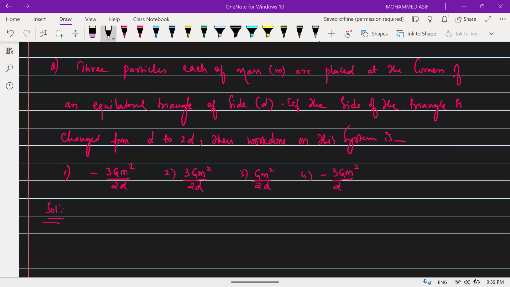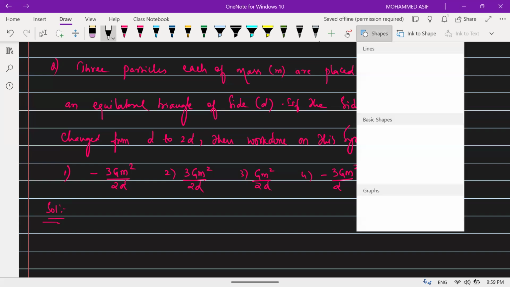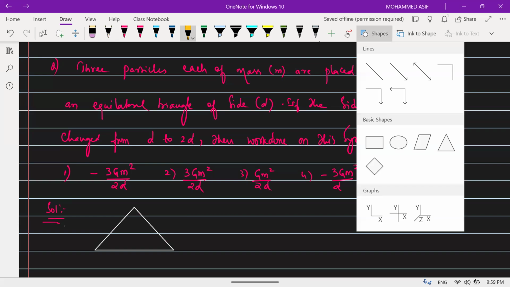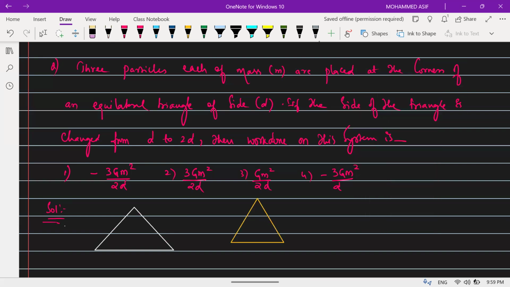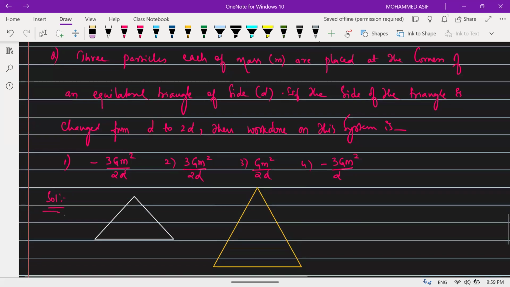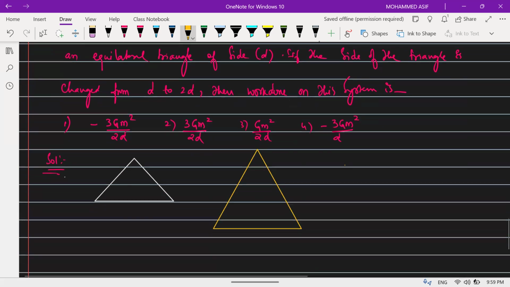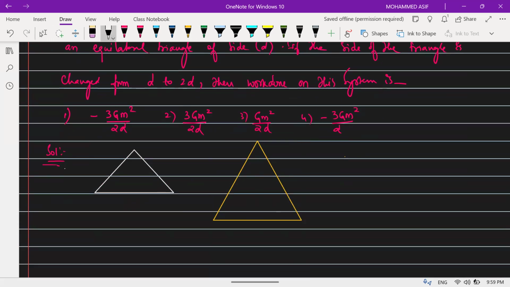Good question. Three particles, each of mass m, are placed at the corners of an equilateral triangle. This is your equilateral triangle, and it is changed to something like this. Which option is coming? Second. Let's try once. Anyone else? Second, very good. The second option it is. Let's check.